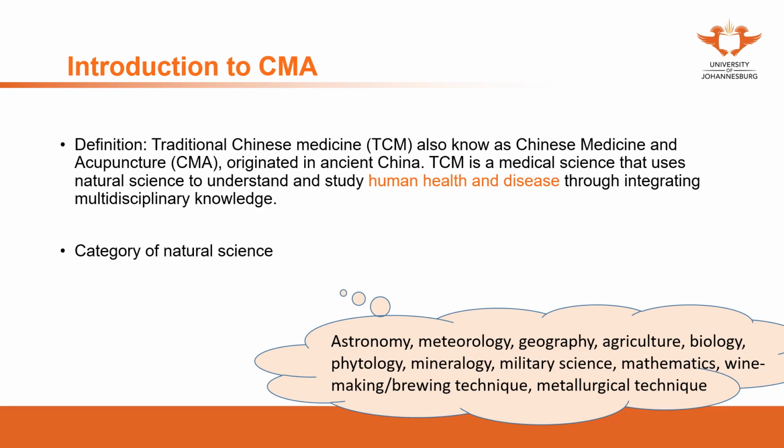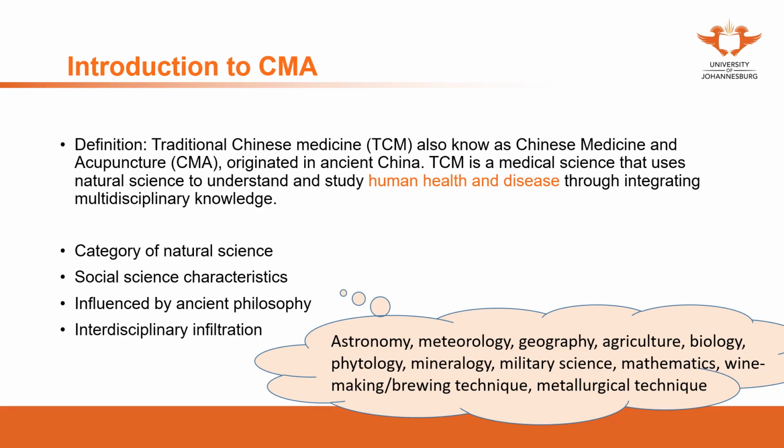From the definition, you will see Chinese medicine is from ancient China, and also the object we're going to study is human health and diseases. So what we focus on is human health, and it integrates multiple disciplinary knowledge. What does it mean? Chinese medicine is in the category of a natural science, and it integrates social science characteristics.